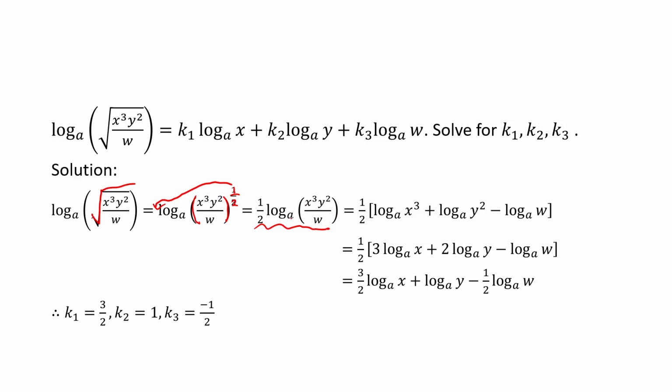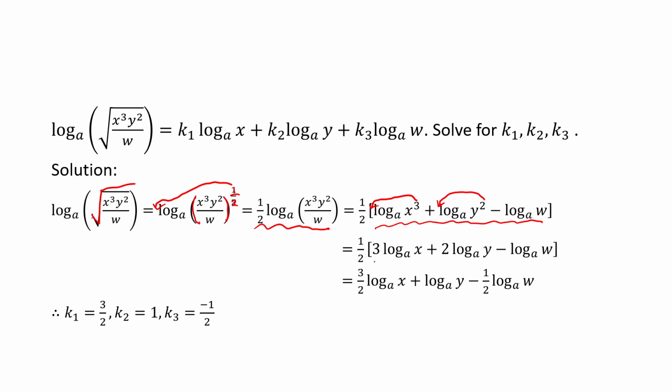Now, the log base a of x cubed y squared over w is the same as log base a of x cubed plus log base a of y squared minus log base a of w. This is just a straight application of the product rule and quotient rule of logarithms. What we can do next is take the 3, that's the exponent on x right here, and move it in front. Take that 2 and move it in front.